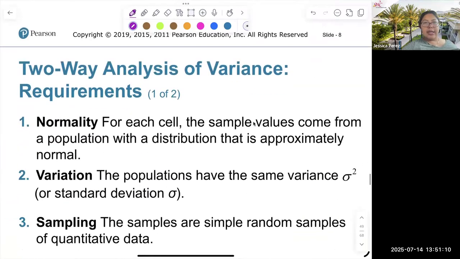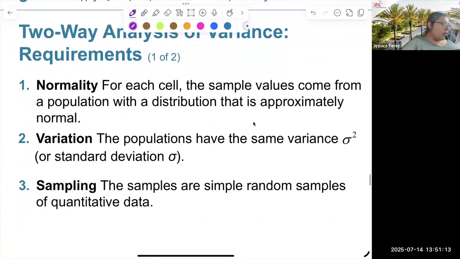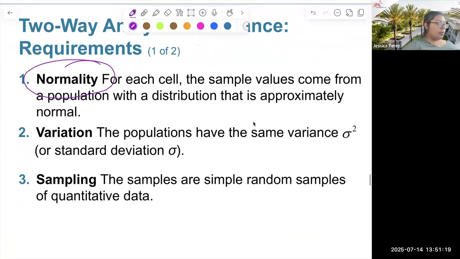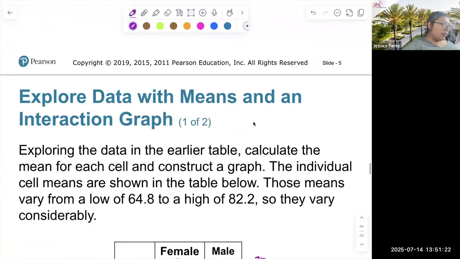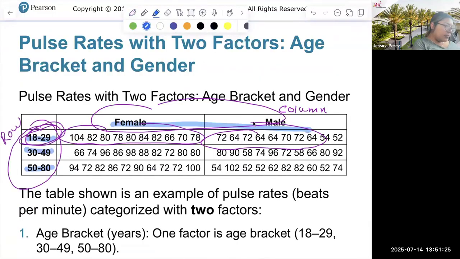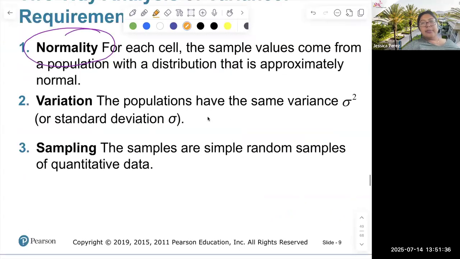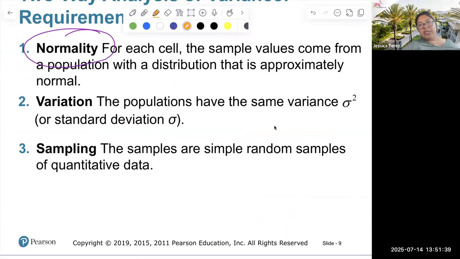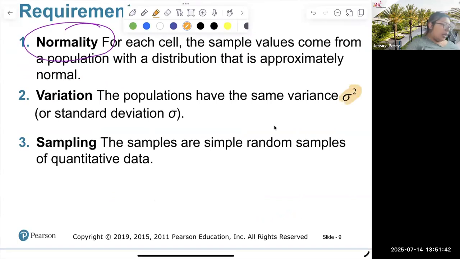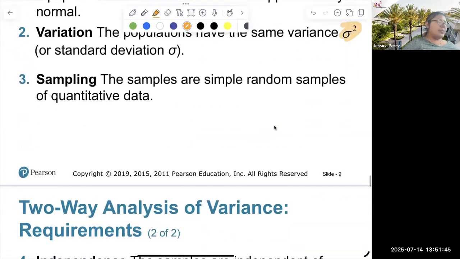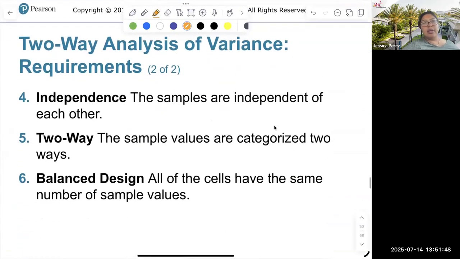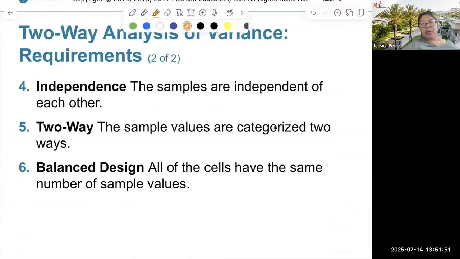The way that we calculate it and the requirements used: first is normality from each cell. Each of the sample values comes from an approximately normal distribution. So we're going to look at each of them independently. Each of the cells must be normal, and they are. There's not an outlier. Each of the cells shows normality. There must also be equal variation, so the populations have the same variances, sigma squared. For sampling, the samples are a random sample of quantitative data. That is correct. We are going to check independence. The samples are independent of each other.